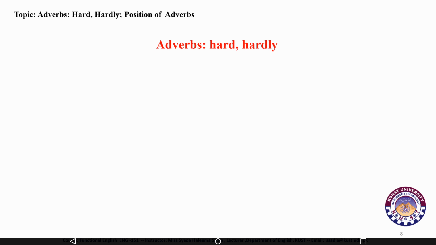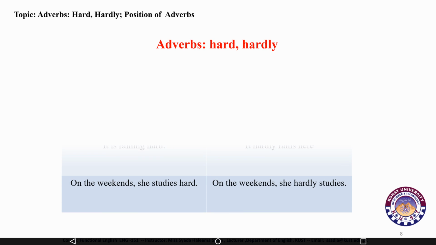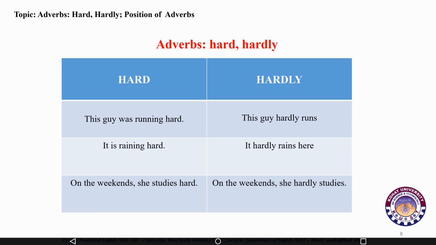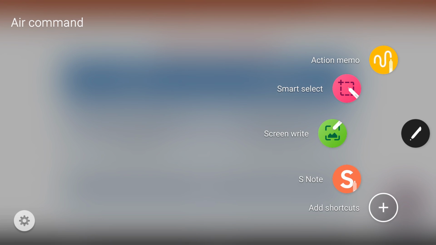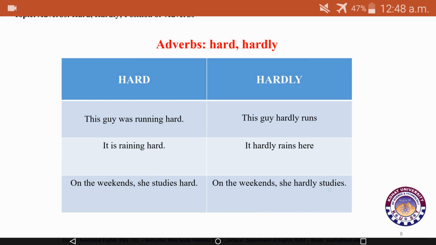Now moving on, adverbs hard and hardly. If we read from the table, at one side it's written hard and on the other side it's written hardly. So if we read, this guy was running hard. Then if we read on the other side, this guy hardly runs. It is raining hard. It hardly rains. On weekends, she studies hard. On the weekends, she hardly studies.